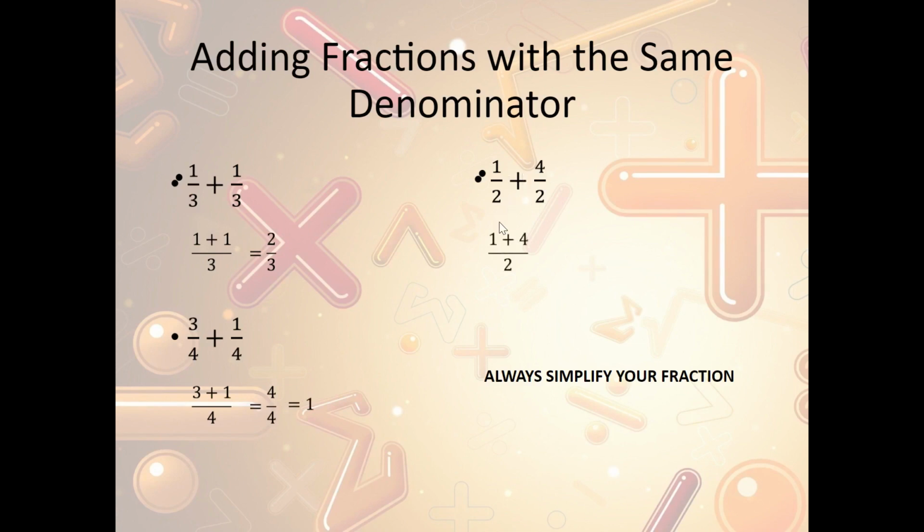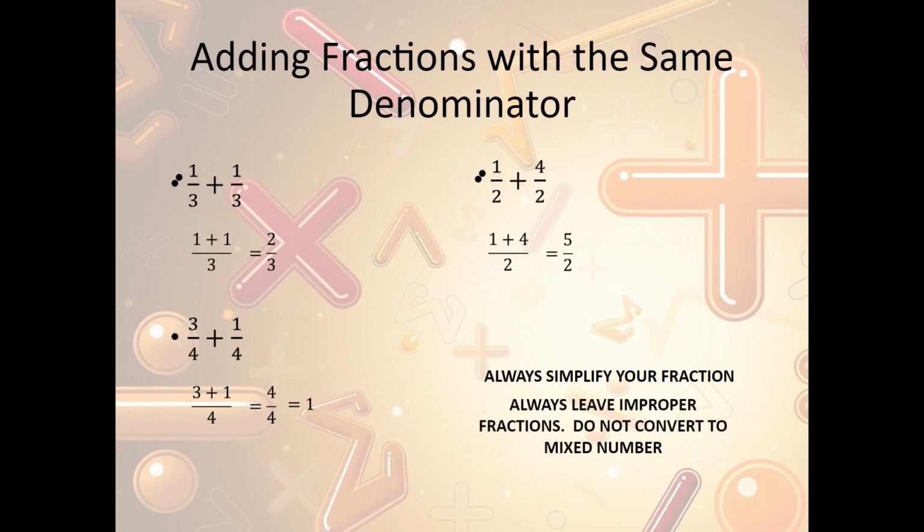So we're going to add the numerators, 1 plus 4, and keep the denominator the same. So 1 plus 4 over 2, which is 5 over 2. Always leave it as an improper fraction. Do not convert it to a mixed number. So even though 5 is bigger than 2, that's okay. We're just going to leave it as 5 over 2. Do not change it to be 2.5.